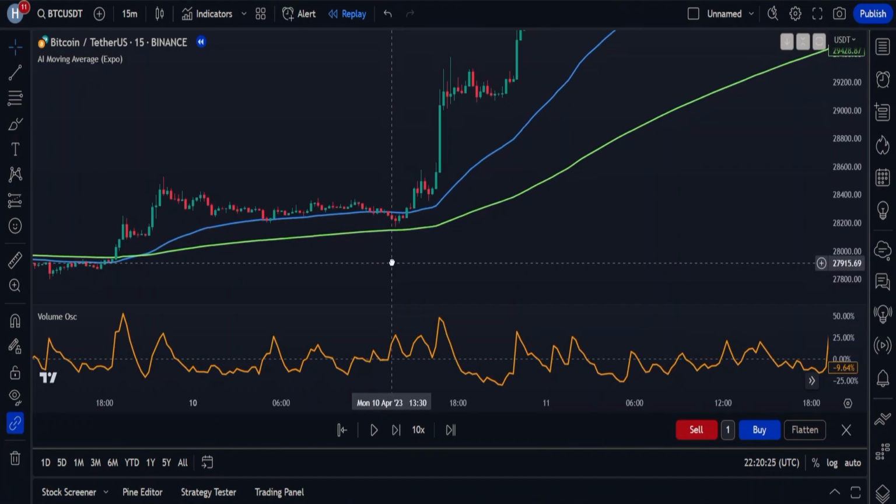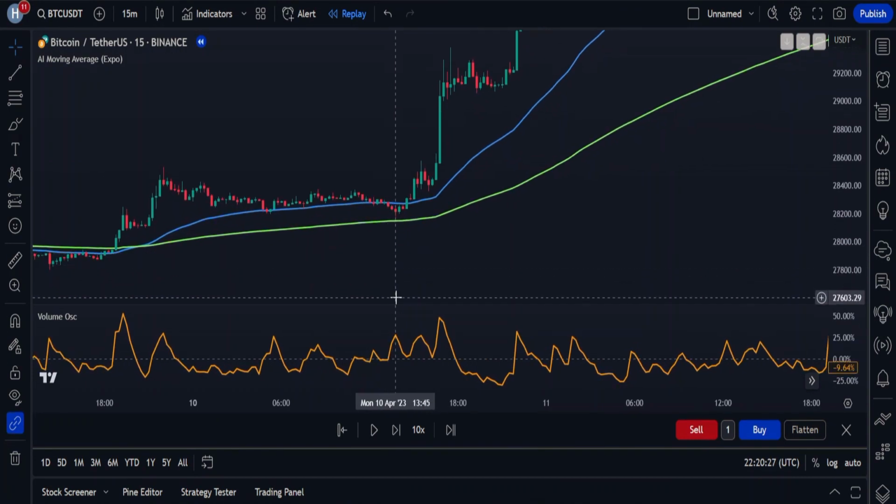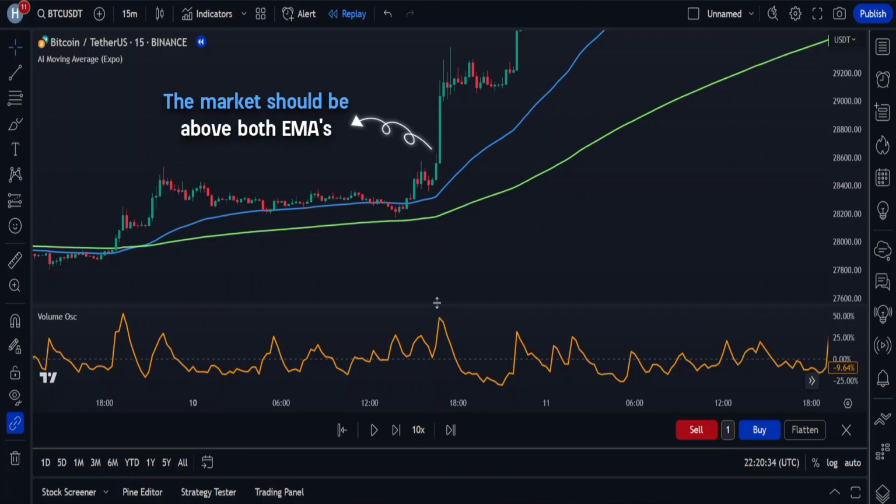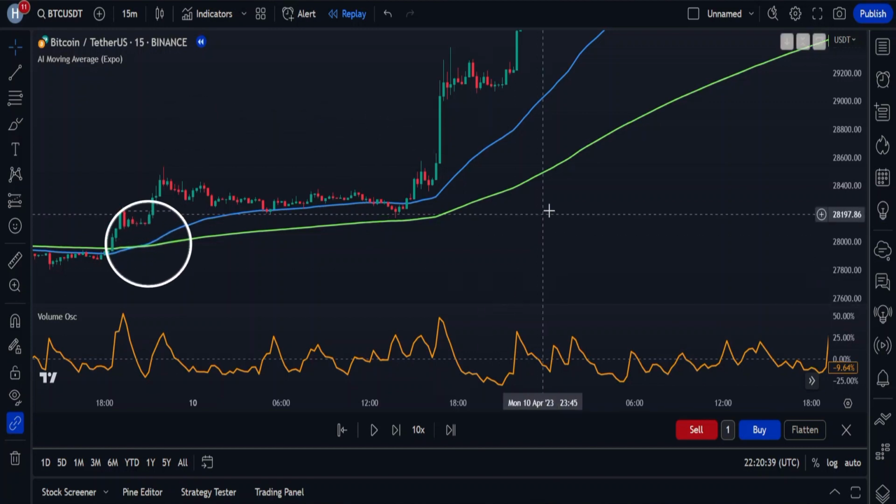So in order to enter a buy trade, you will wait for these conditions to be fulfilled. We can see here that the price is in an uptrend. We know this because the price is trading above the EMAs. Along with this, we can also see that the EMAs made a bullish crossover here.